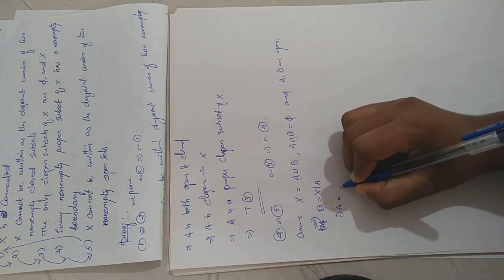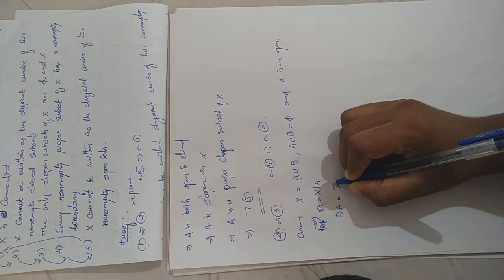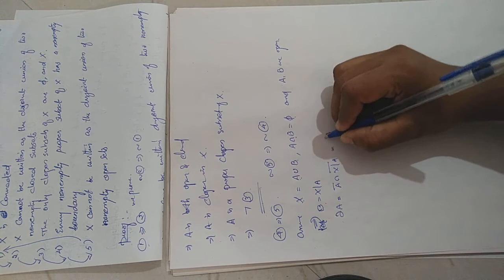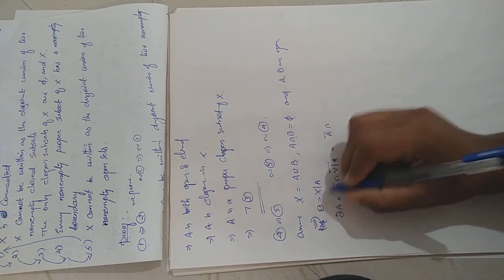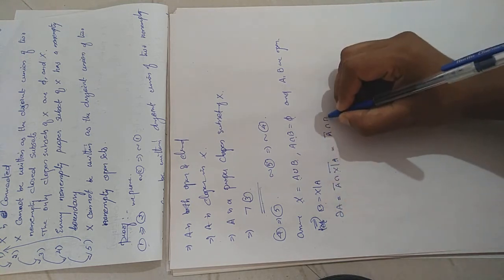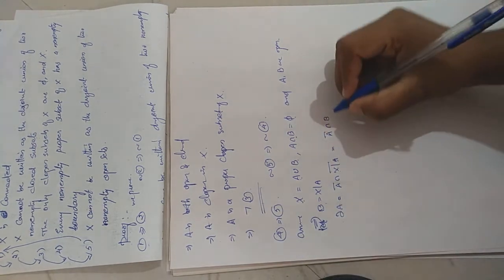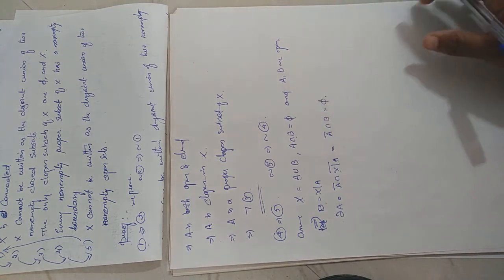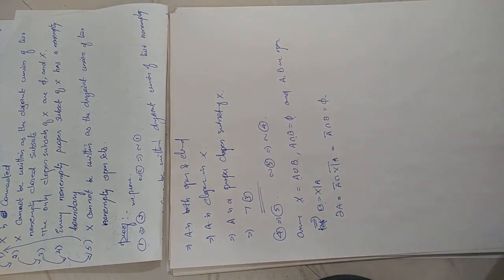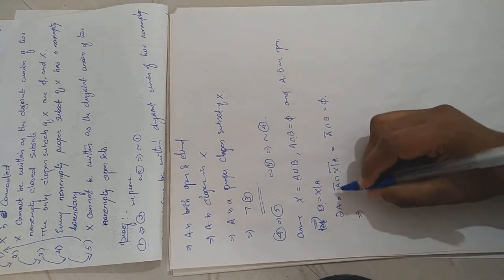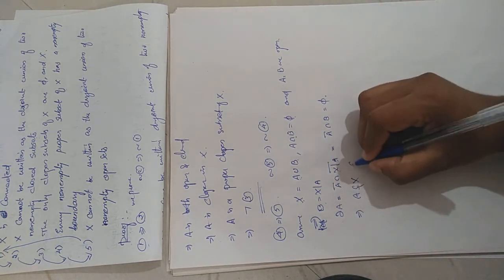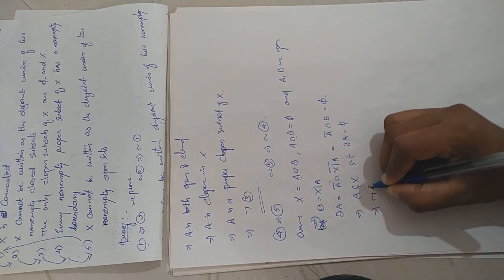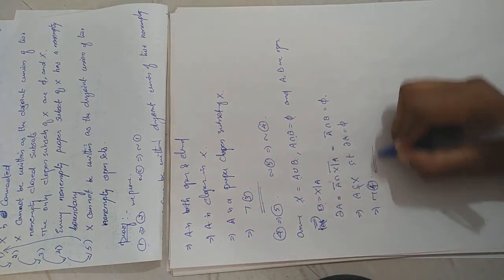Then you find what is del A. Del A is by definition A closure intersection X minus A whole closure, which is equal to A closure intersection, what is X minus A? X minus A equal to B. And what is A closure intersection B? Which is clearly empty. So A is a proper subset of X such that del of A equal to empty, which is the negation statement of 4. So you proved 4 implies 5 is true.